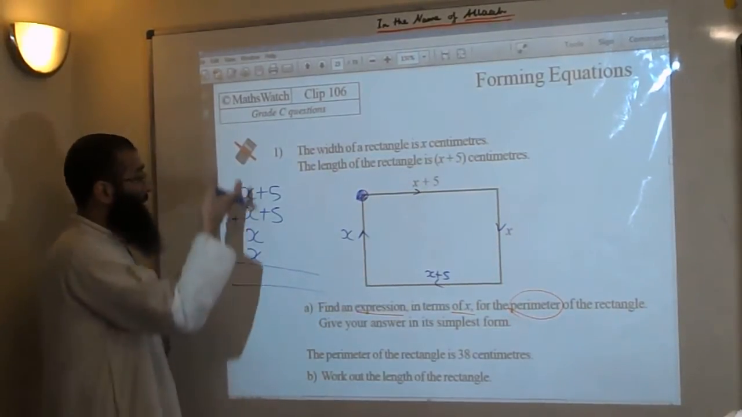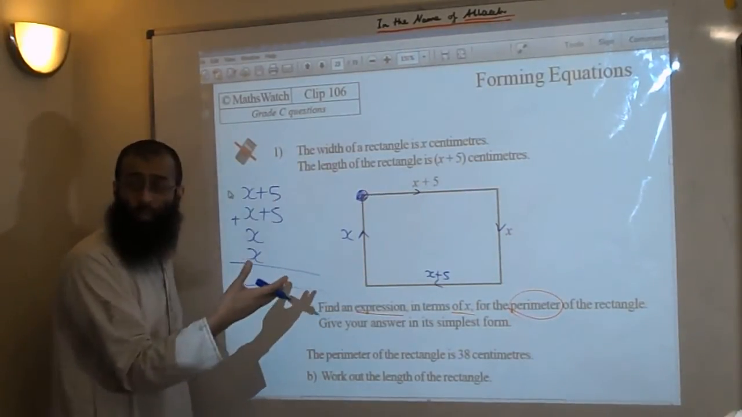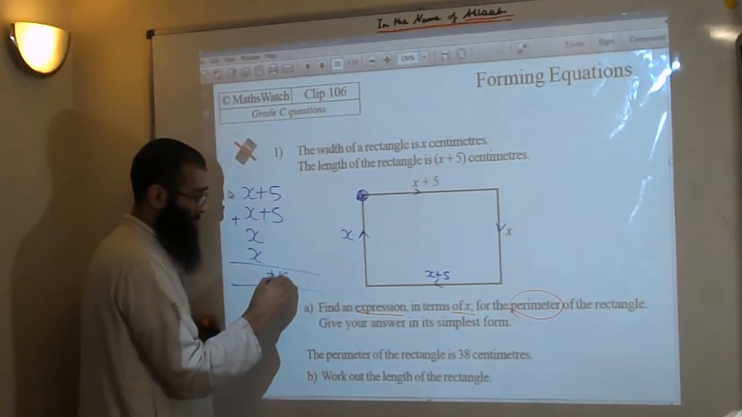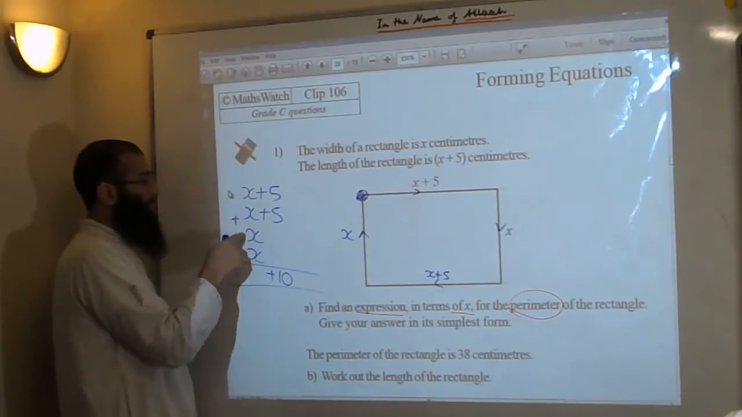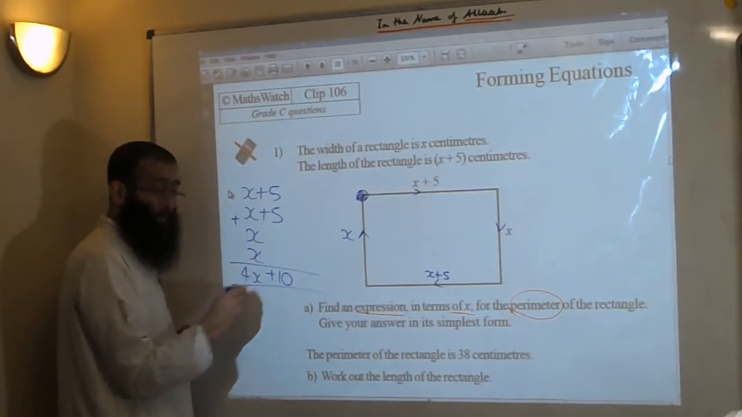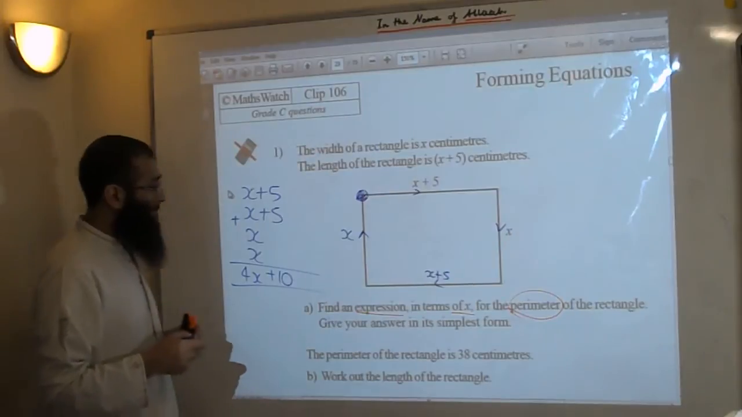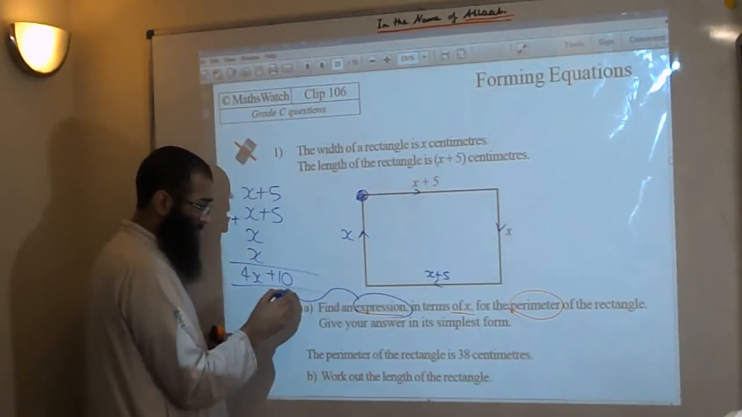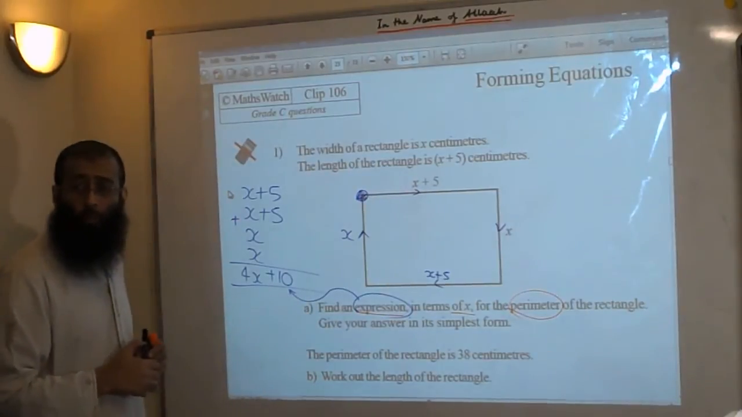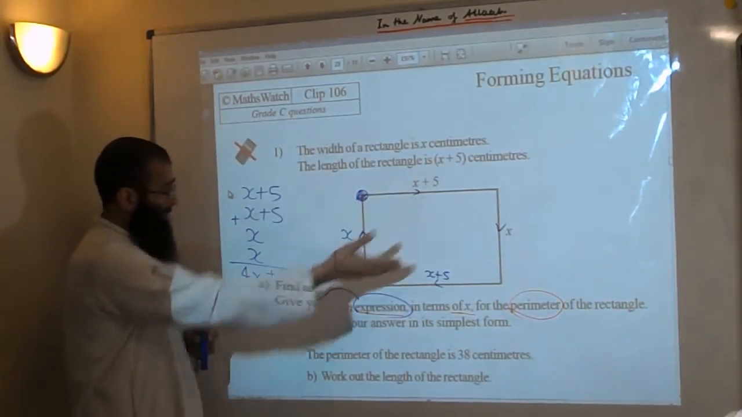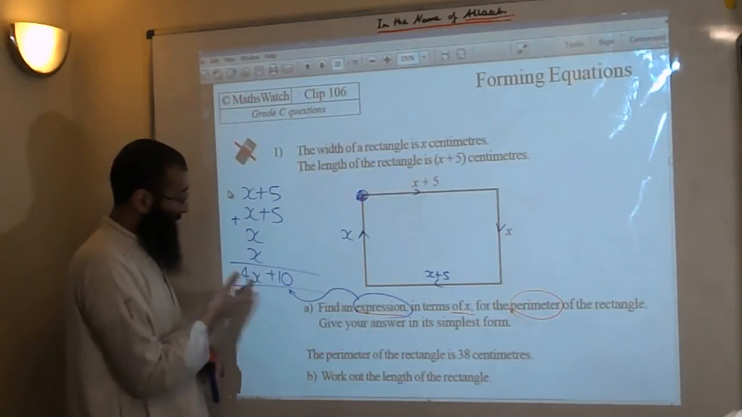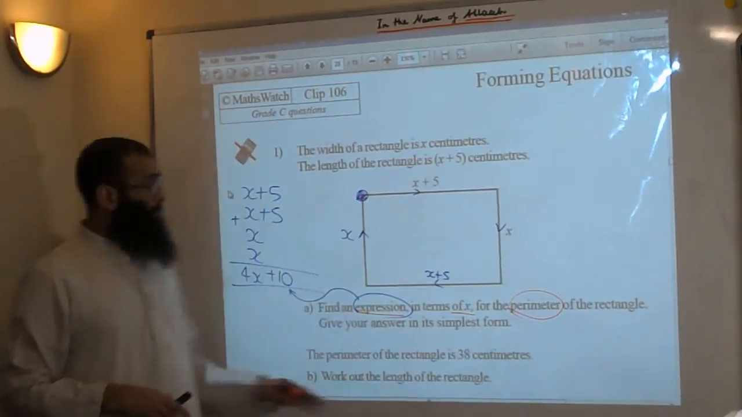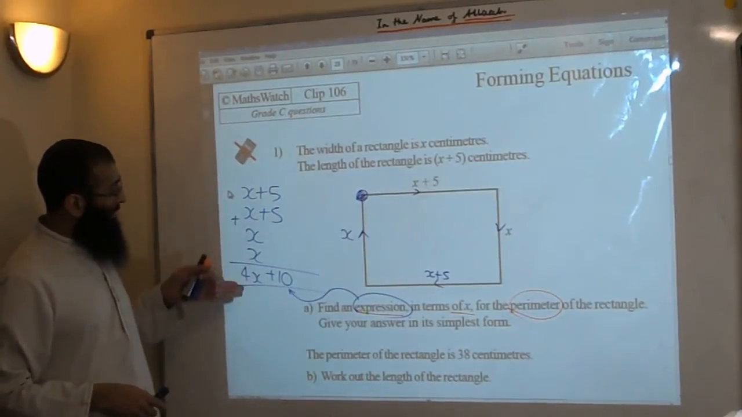So we add all the x's together and add all the numbers together. We can't combine x's and numbers at the moment. So 5 and 5 will give us 10, and x and x and x and x will give us 4x. At the moment, when they've asked for an expression, this is the expression. We've expressed the perimeter in this algebraic expression, 4x plus 10. Give your answer in the simplest form means what we've just done, which is to simplify the x's and simplify the numbers.